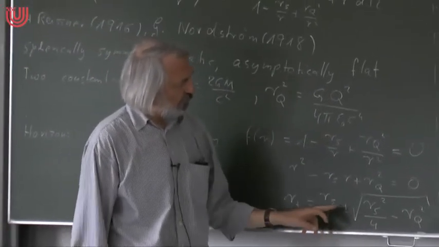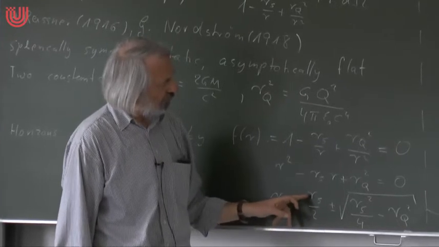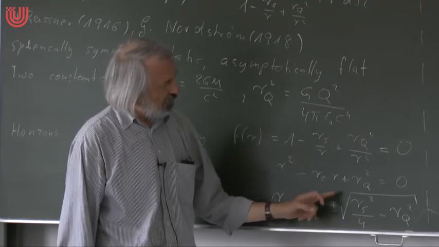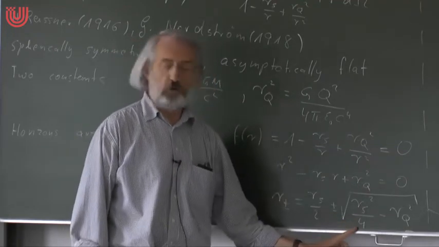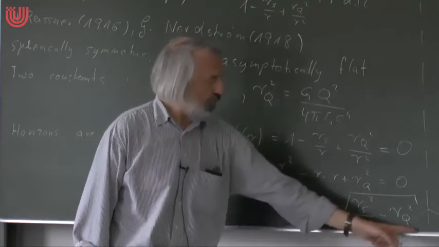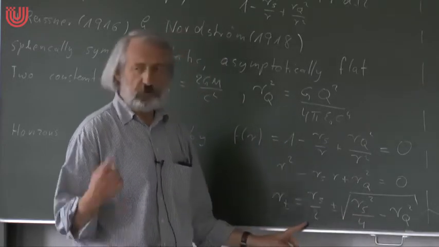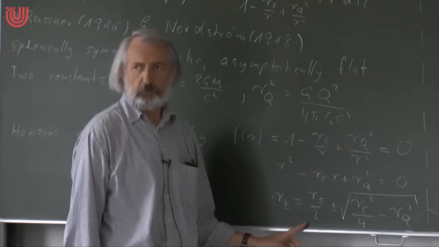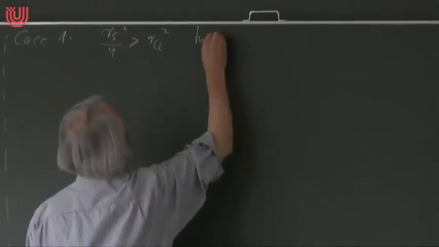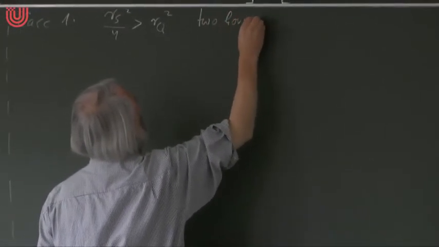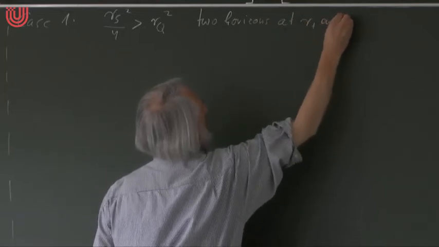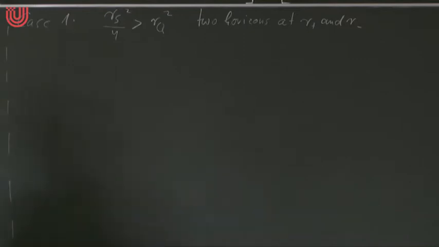You see, if I use a plus sign, then obviously I have rs half plus rs half, which is positive. If I use a minus sign, I have to subtract here something which is smaller than rs half, because here I have a minus a square. So what I subtract here is smaller than rs half, so also the second solution is positive. Yeah, we have two positive real solutions, so we have two horizons at r plus and r minus, which are given by these expressions here.